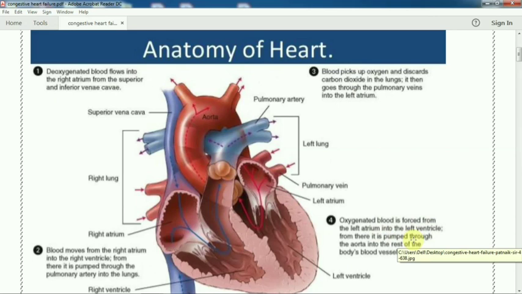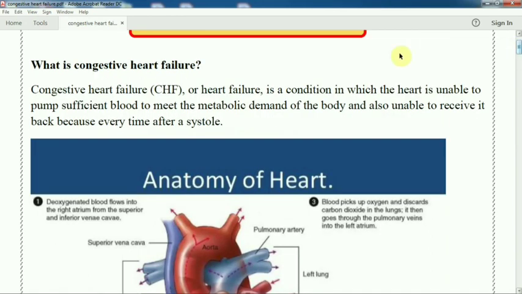We have already studied the anatomy of the heart in the first semester. Just recall, in congestive heart failure, what are the parts responsible? Mainly preload and afterload. That means when blood comes into the ventricle, the heart is unable to contract or unable to supply blood to all parts of the body. So this is a condition in which the heart is unable to pump, unable to contract.